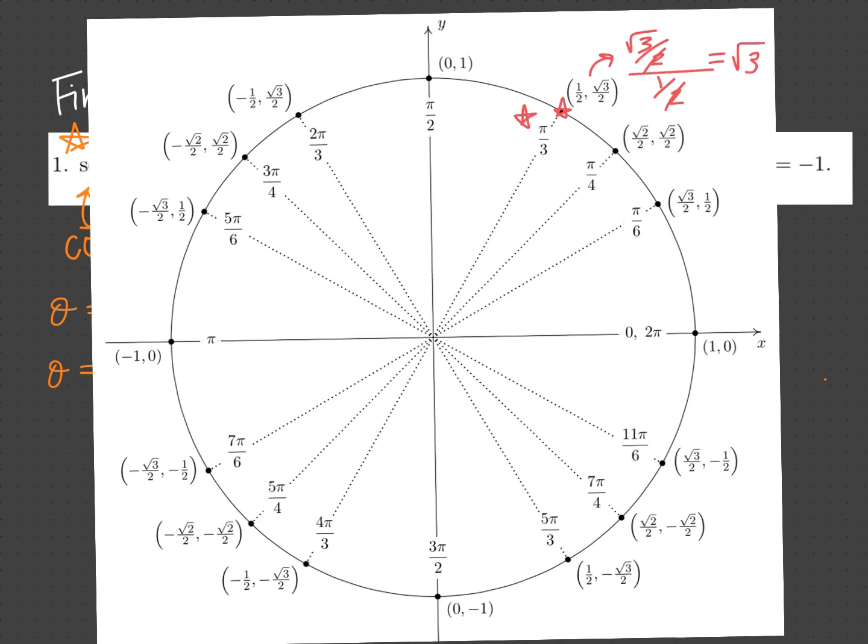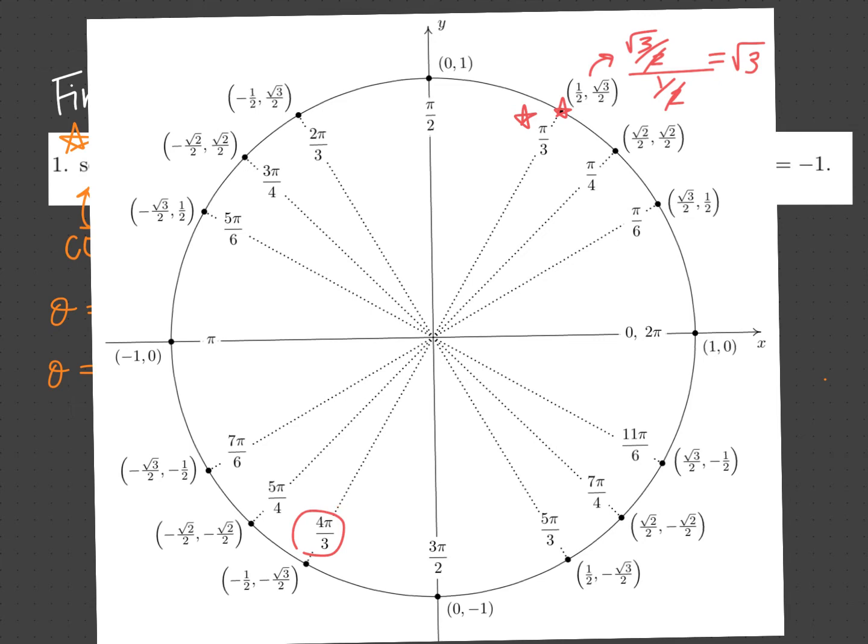Let's check now down at 4 pi over 3 and make sure this one works as well. We can clearly see that we have the same x and y values as we did up here, except now they're both negative. If we took the y over x to find the tangent at 4 pi over 3, we would still have positive root 3, since a negative divided by a negative would be a positive, so we'd have the same thing here. So the tangent is positive root 3 also at 4 pi over 3.